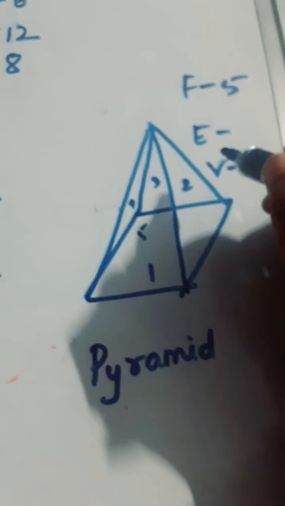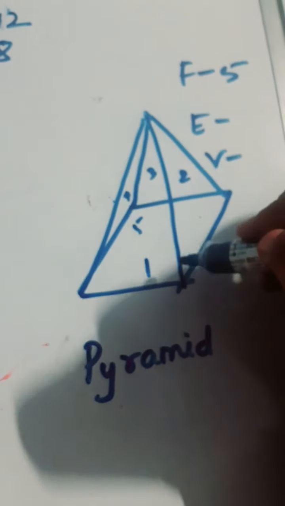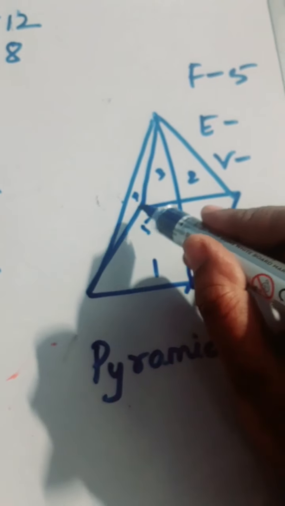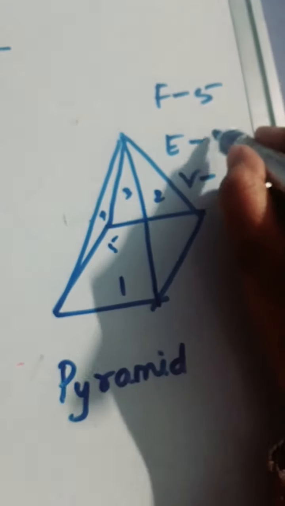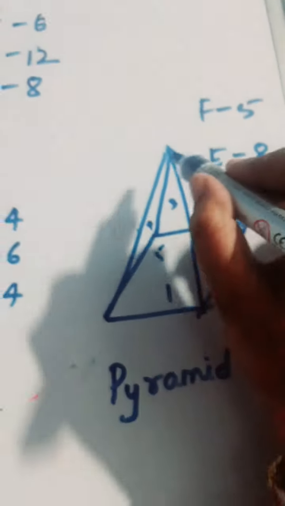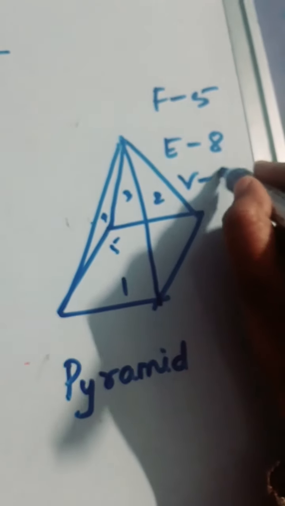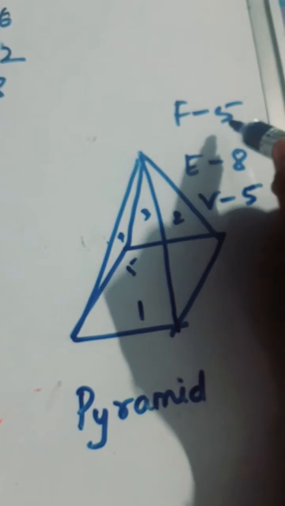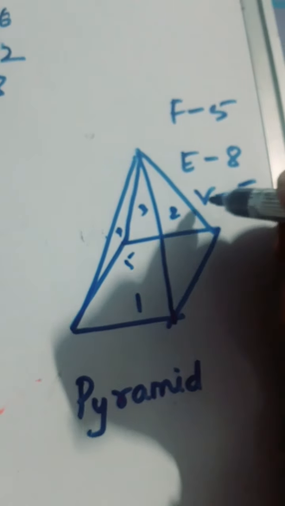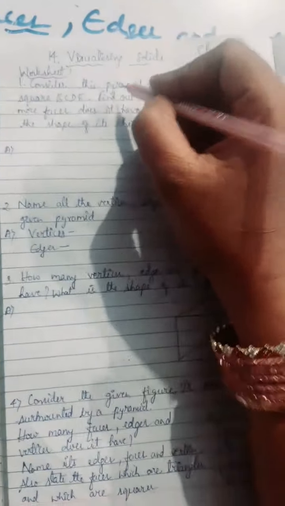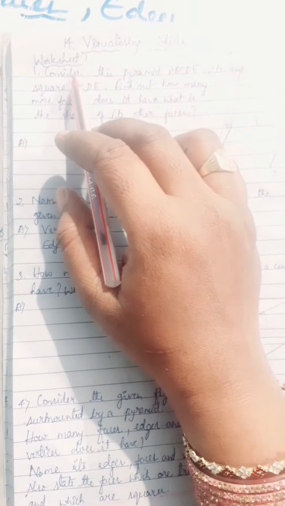If I want to count the edges, above you have 1, 2, 3, 4 and below 5, 6, 7, 8. So 8 edges, and the vertices will be 1, 2, 3, 4 and this is the fifth one. So we have 5 faces, 8 edges and 5 vertices in a pyramid. Children, with this introduction, let us solve the problems from worksheet number 1.